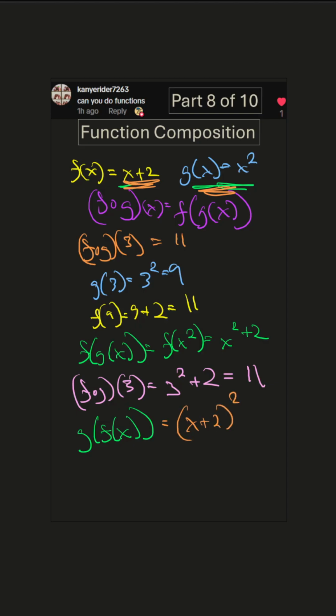So notice how f of g of x is not equal to g of f of x most of the time. So there's a different order, which means there's a different output.